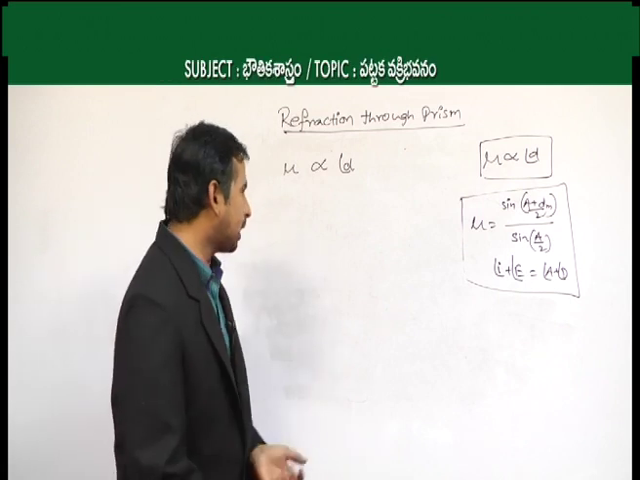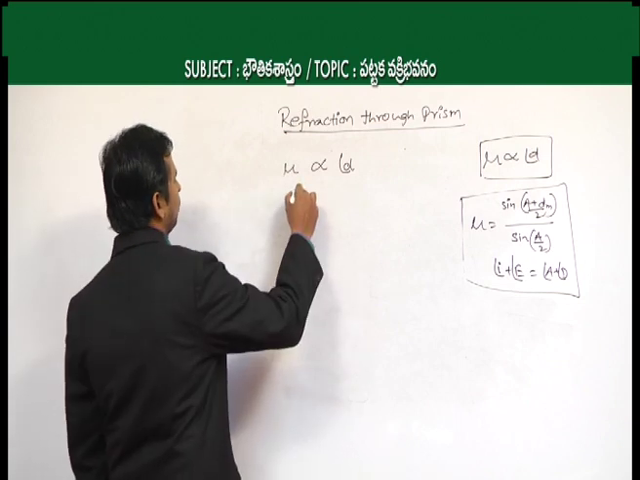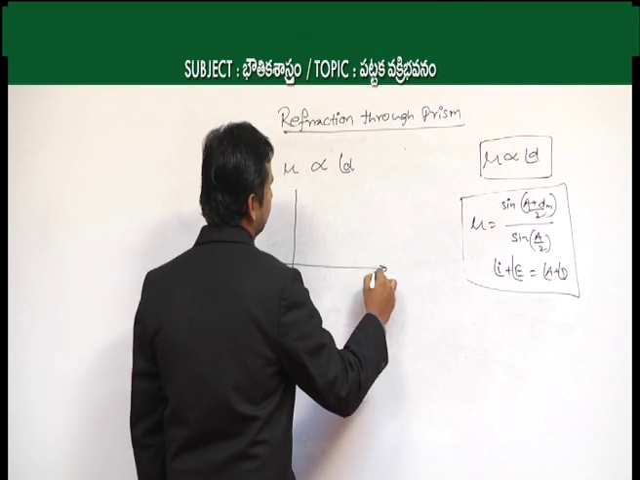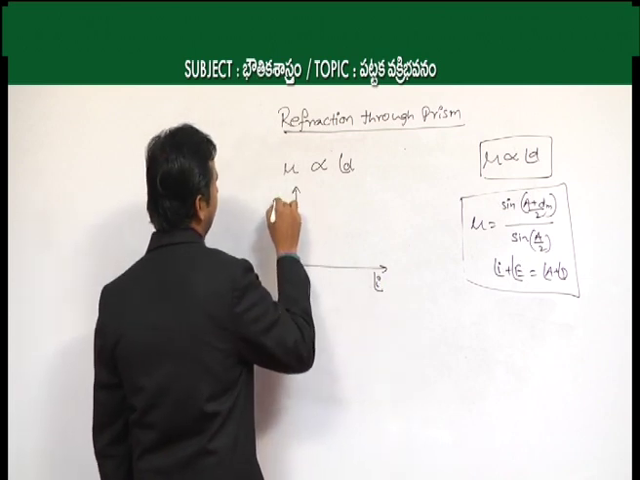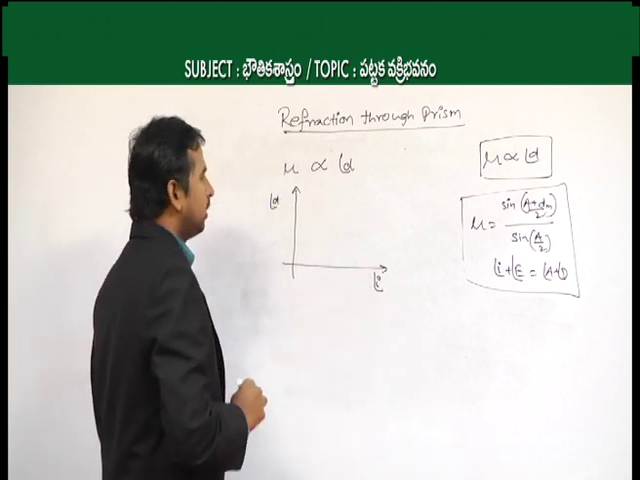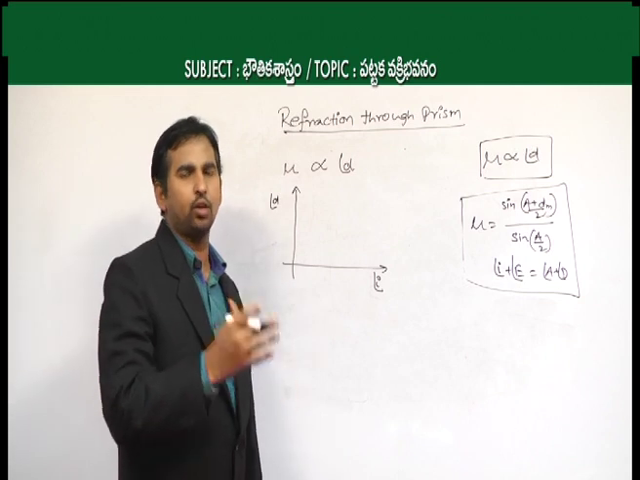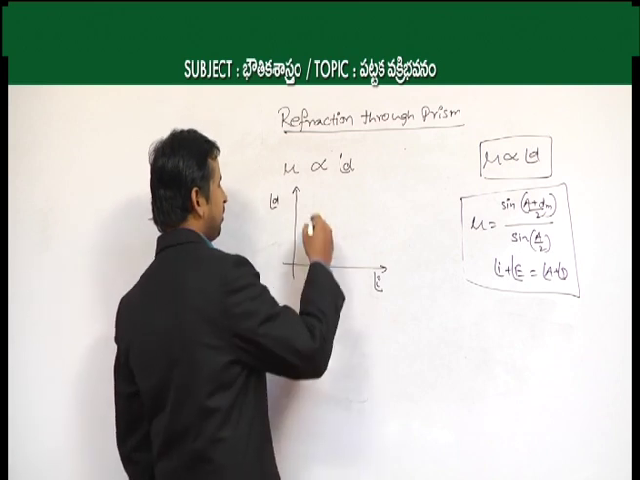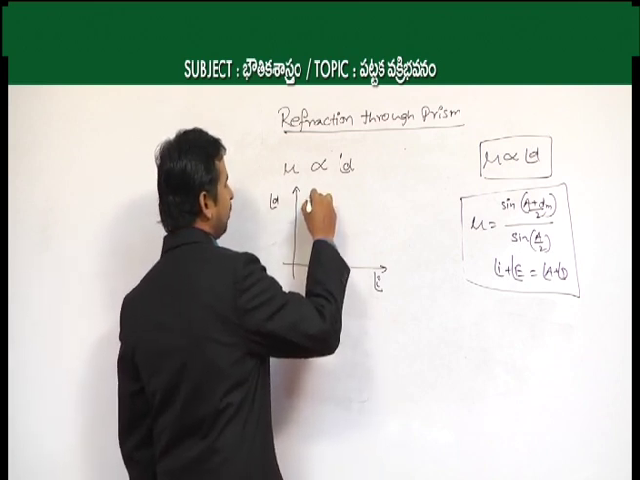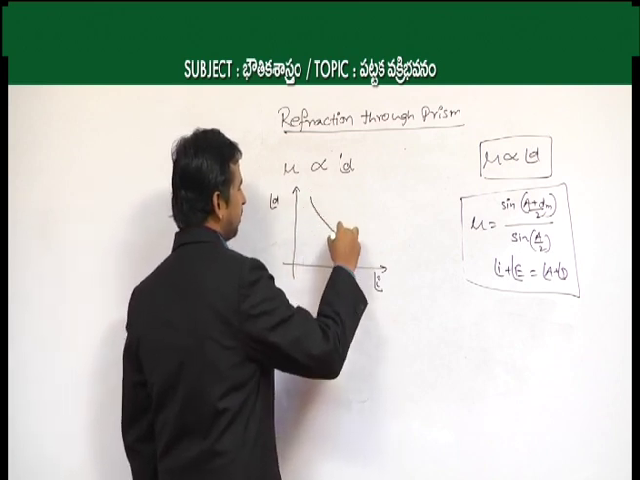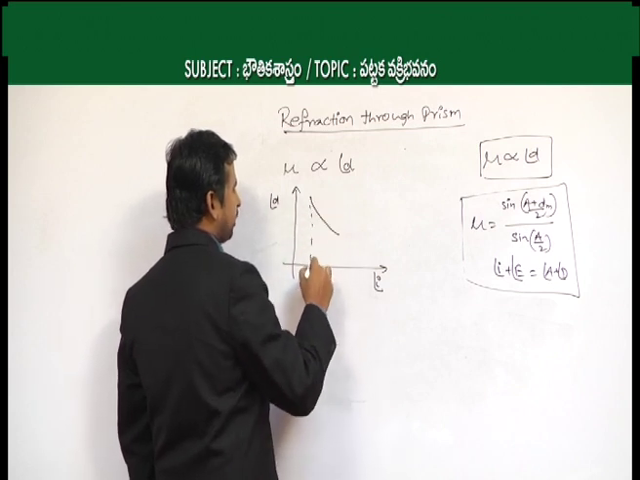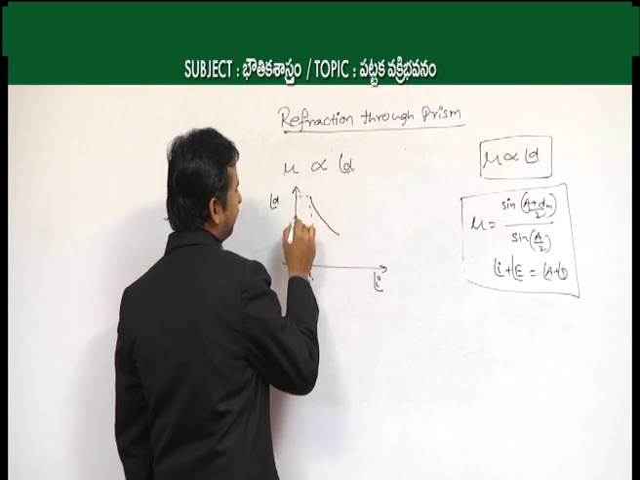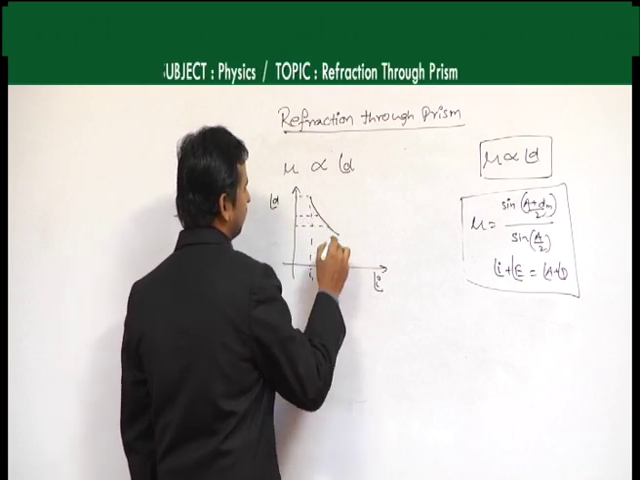When you draw a graph of angle of deviation against angle of incidence, taking angle of incidence on the x axis and angle of deviation on the y axis, then on gradually increasing the angle of incidence, the angle of deviation decreases, so the curve is a falling curve. On increasing the angle of incidence I1, the angle of deviation values gradually decrease like this.